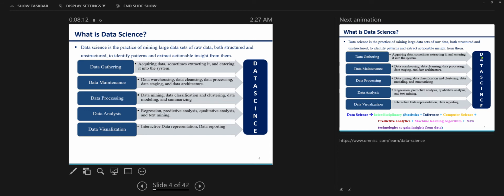So data science is not only for one specific sub-field; currently it is interdisciplinary. It involves statistics, inference, and computer science. It can be used for predictive analysis, such as stock market prediction. They are using machine learning, like AI, artificial intelligence, and data science is providing new technologies to gain insight from the data.